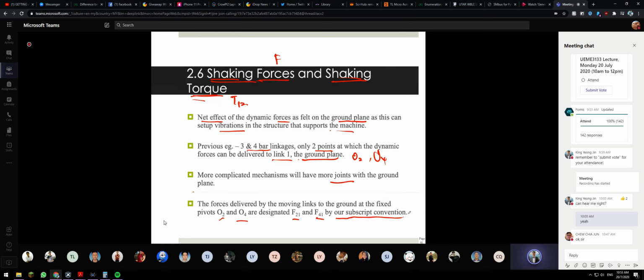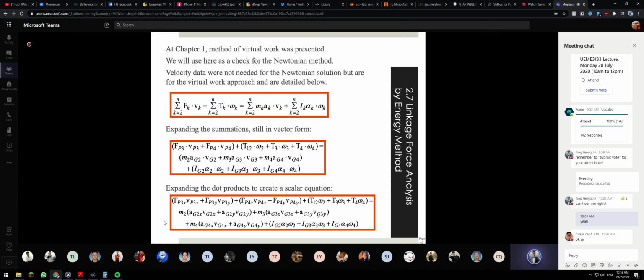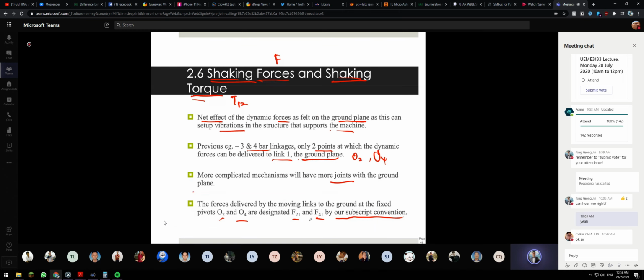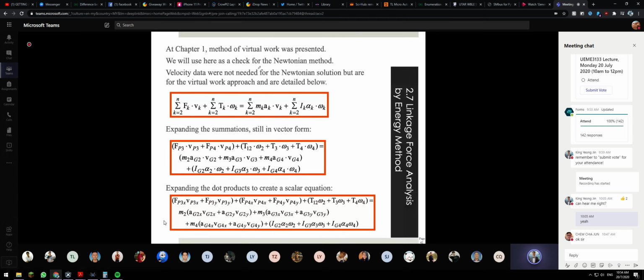you take another author's book, they will use a slightly different one. Right? So this is just an explanation of why we calculated all these F12 and T12. So again, F12 is equal to negative F21, and also the F41. Okay.